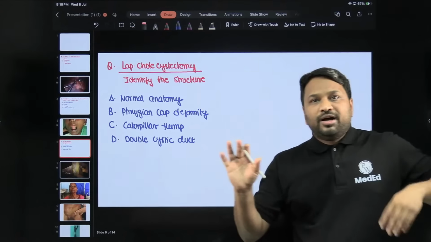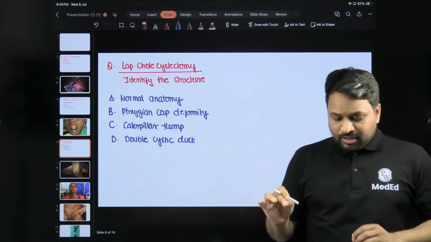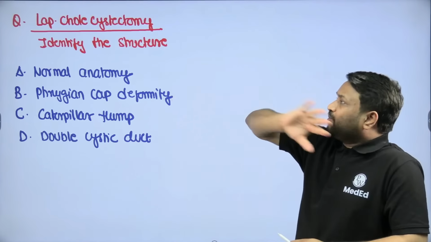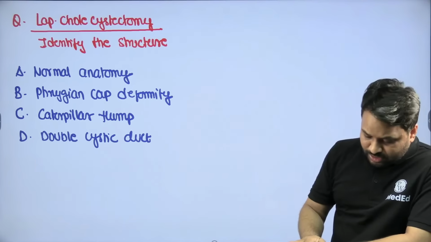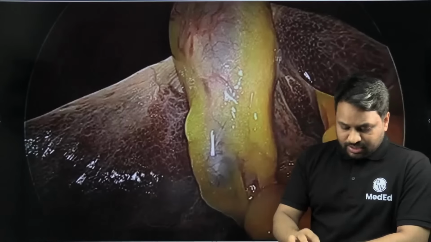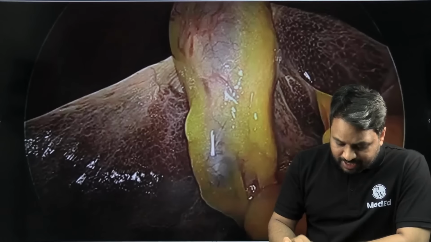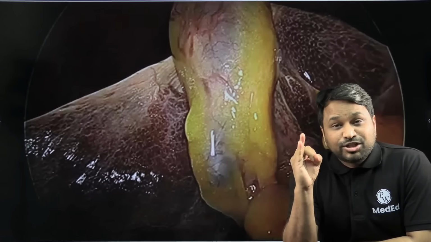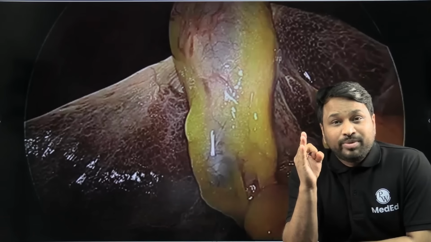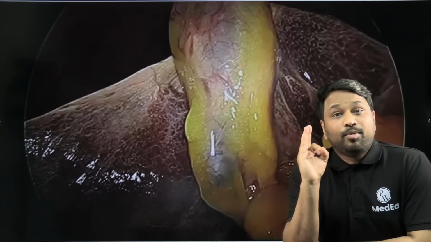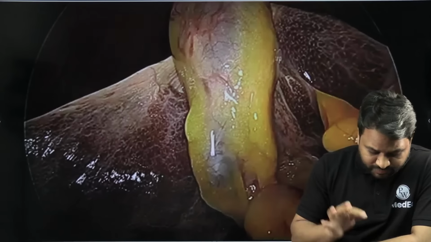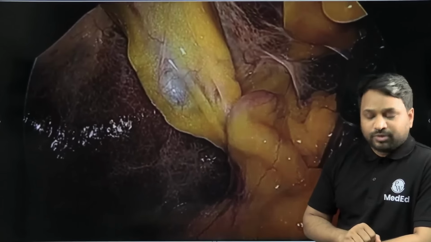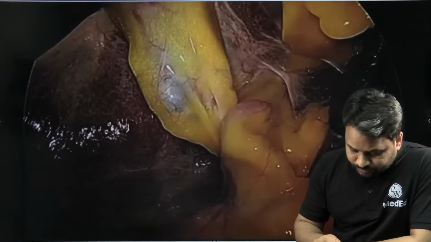Now, I've given you the question. A lap cholecystectomy is done. Identify the structure during the surgery, and the video is this. Let's look at the video representation, and I want you to identify this. Is it a normal anatomy? Is it a Phrygian cap deformity? Is it a Moynihan hump, that is a caterpillar hump, or is it a double cystic duct? The video goes in this particular form. It's a very short video. You should be able to identify it pretty quickly.